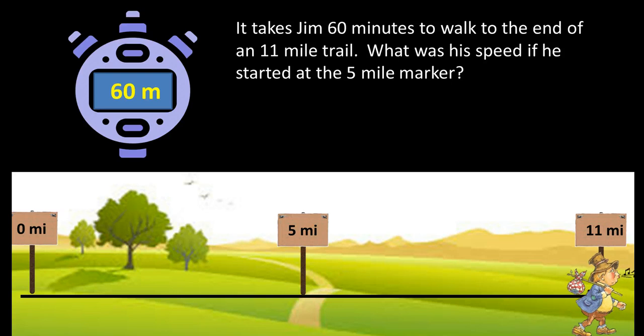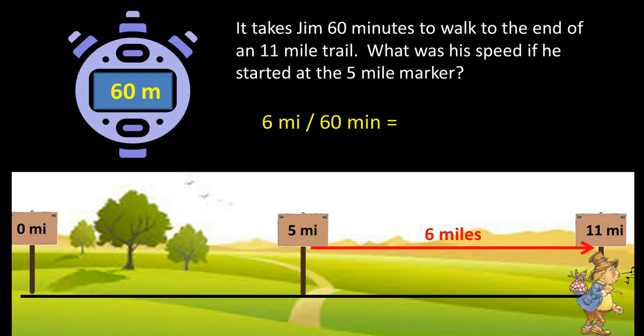So his actual distance is from 5 to 11 miles, and so he walked a total of 6 miles. So we're going to use those 6 miles as its distance, and those 6 miles divided by the 60 minutes that it took him to walk gives us a speed of 0.10 miles per minute.